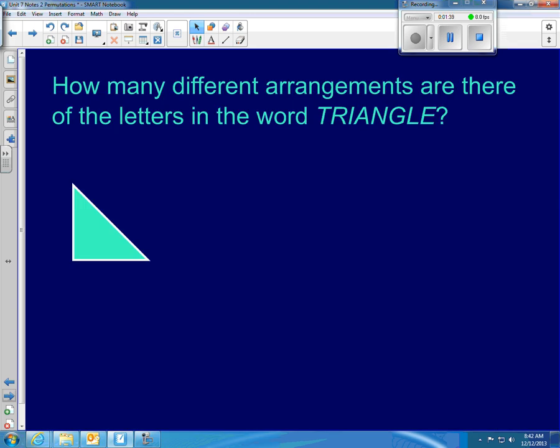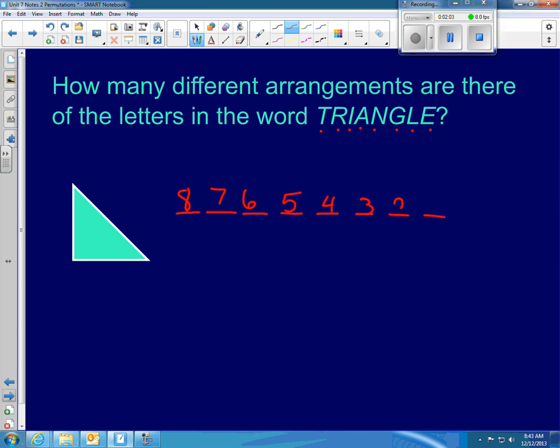All right, so how many different arrangements are there in the word triangle? So first we need to count 1, 2, 3, 4, 5, 6, 7, 8 letters. So we have 8 spaces. That means we have 8 choices for our first one. But because we're using one of the letters, we now have 7 choices. This is what makes it a permutation. We have 6 choices, 5 choices, 4, 3, 2, and 1.